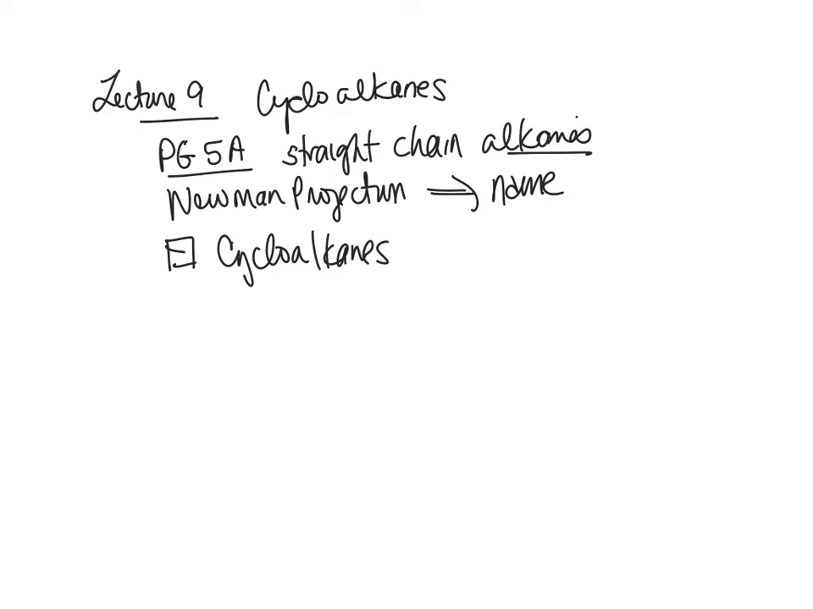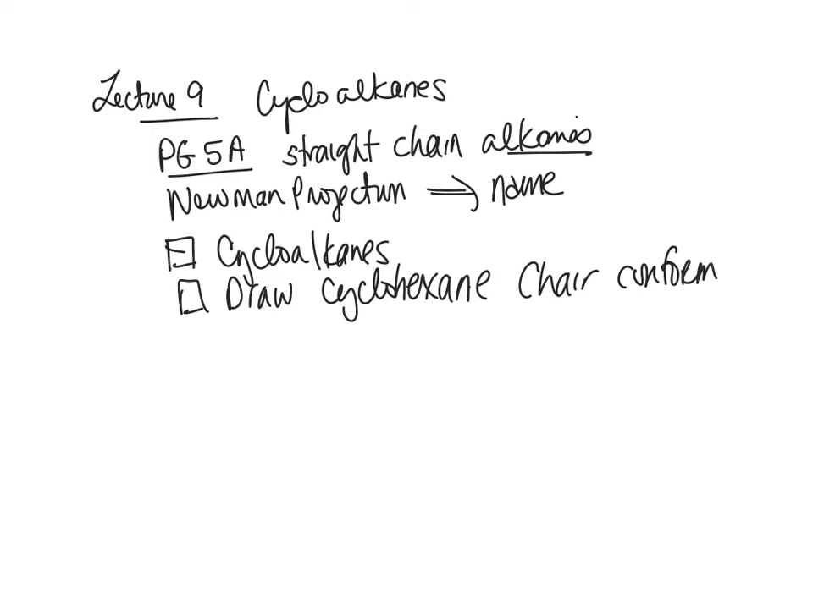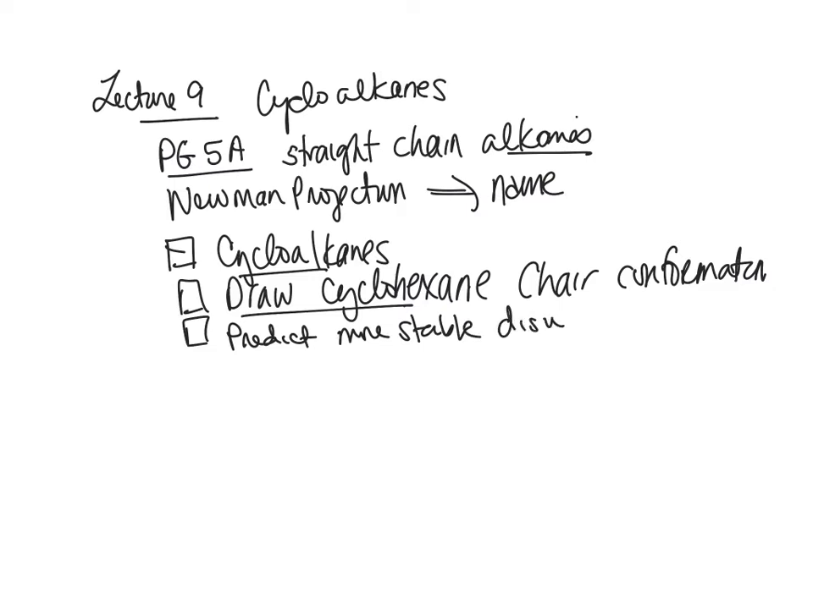And I want you to learn how to draw the cyclohexane chair conformation. That'll be something that you'll see on your exam for open response and your quiz. You want to draw those, and then you're going to have to predict the more stable di-substituted chair conformation. And we'll do that through Pogil 5B. So we're going to do all those things today.